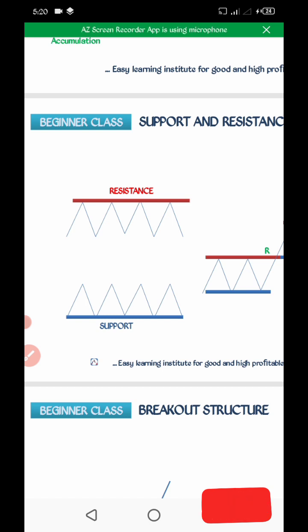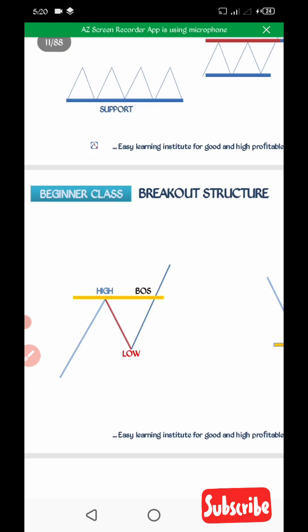That region is called support. And this support and resistance region are the regions you need to pay attention to when trading. We call them key zones. So when price gets to the resistance zone, what you are looking for is for the market to break out and form a retest above it.